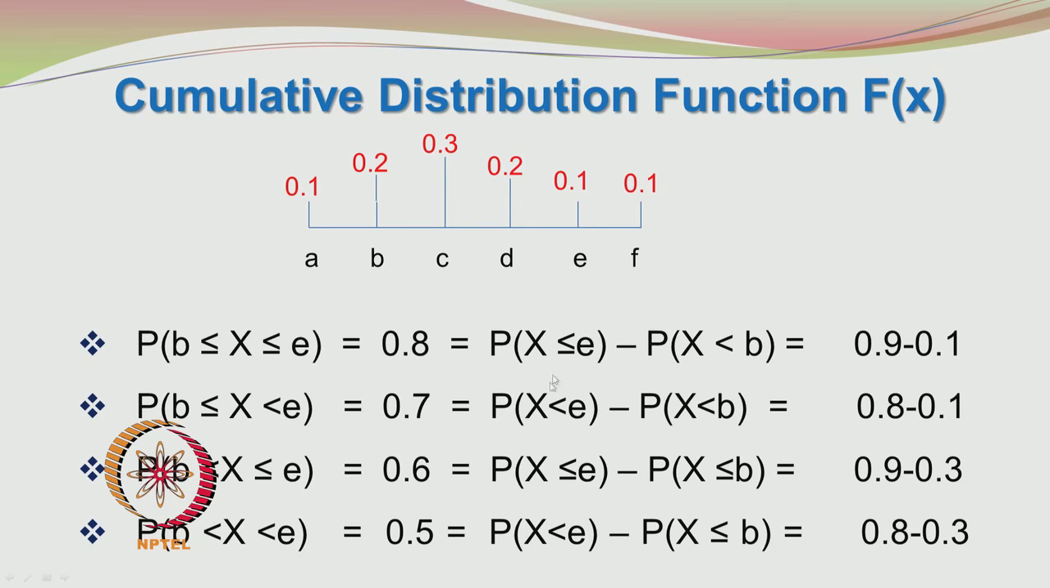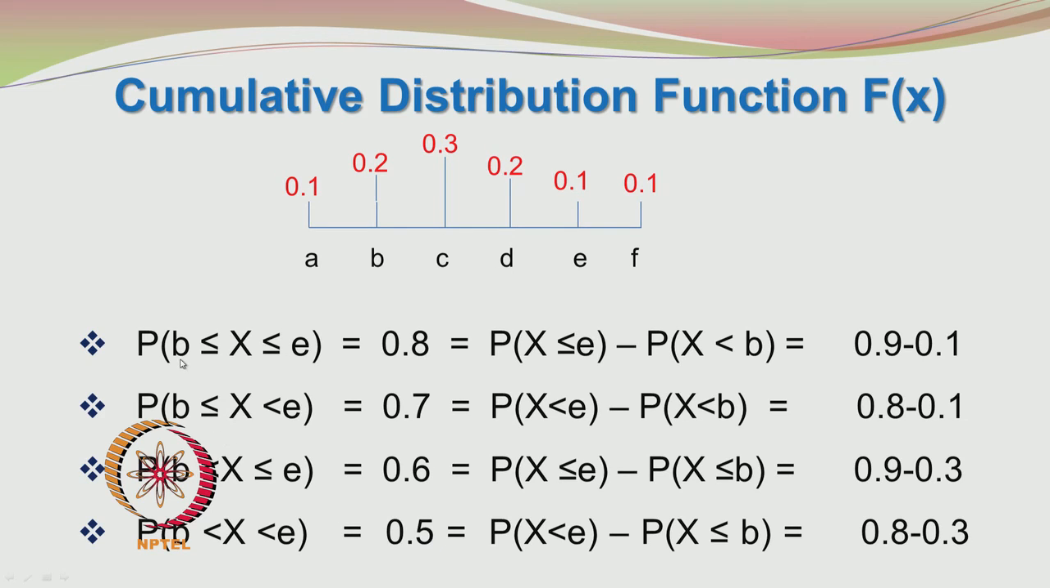We are excluding e because it is probability of x less than e minus probability of x less than b. Probability of x less than e is 0.8: 0.1 plus 0.2, 0.3, 0.3 plus 0.3, 0.6, 0.6 plus 0.2, 0.8, minus probability of x less than b, which, as we saw in the previous case, is 0.1. So, you get 0.8 minus 0.1, which is 0.7. Similarly, you can easily show that probability of b less than x less than or equal to e is 0.6, and probability of b less than x less than e is equal to 0.5.